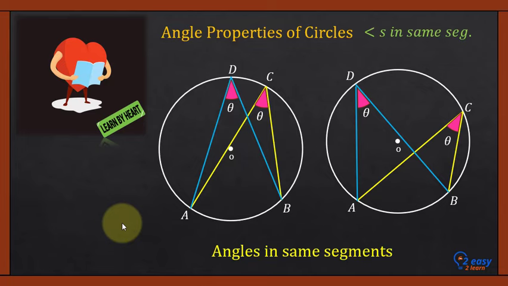Now it's learning by heart time. You have to memorize both properties. The most important thing is to identify the angle properties of circles. There are different types of properties and you have to identify those properties.